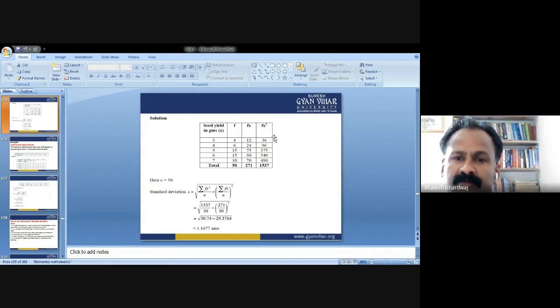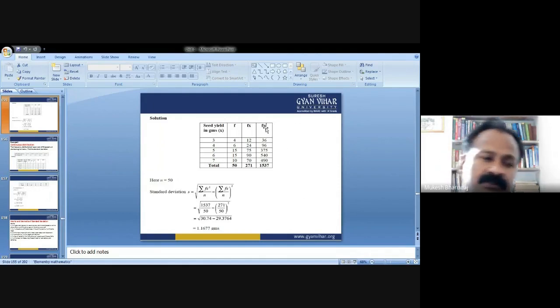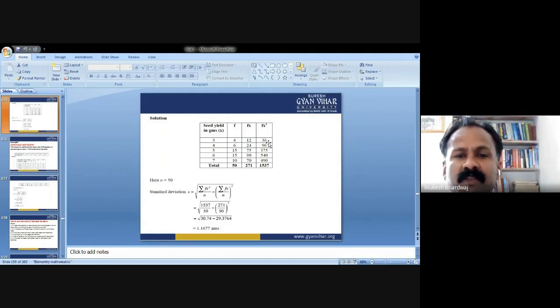So the fourth column, as you observe, first the observation is squared, that is 3 into 3, that is 9, and 9 is multiplied by 4, it comes out to be 36. So do fx square first, create the column, and as per the formula we require the summation. In the last, just do the total, and the total comes out to be 1537.